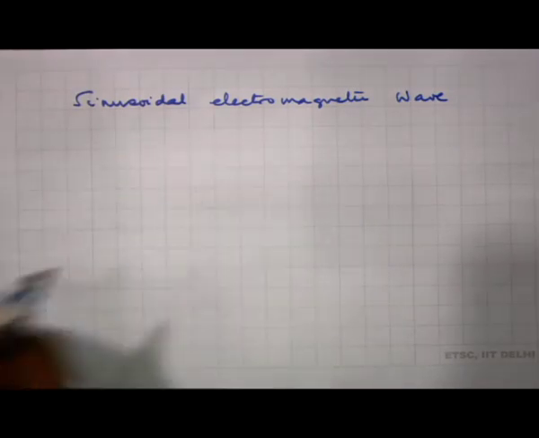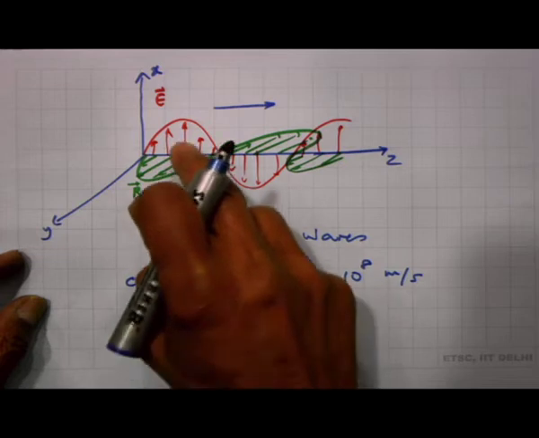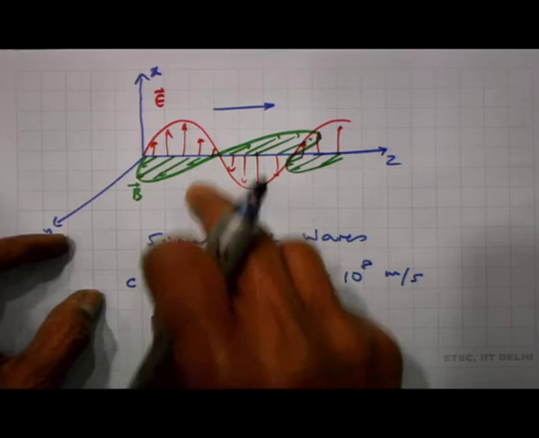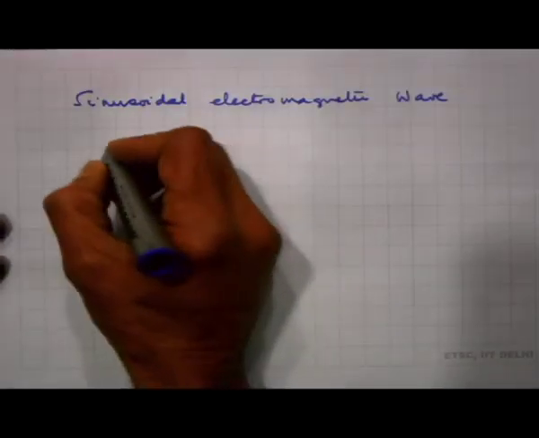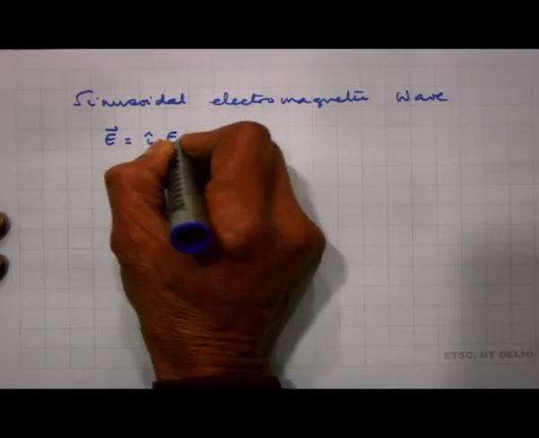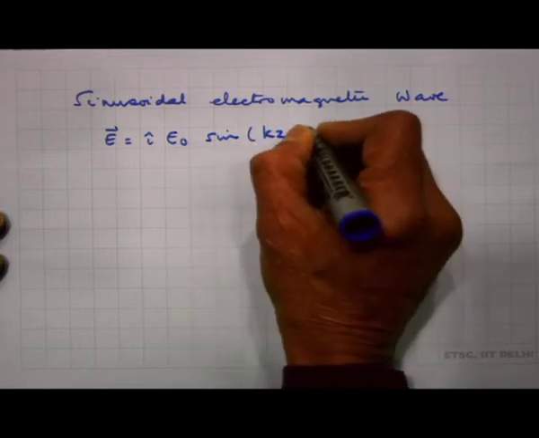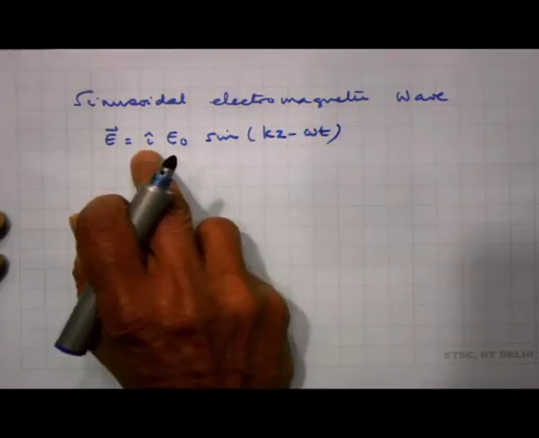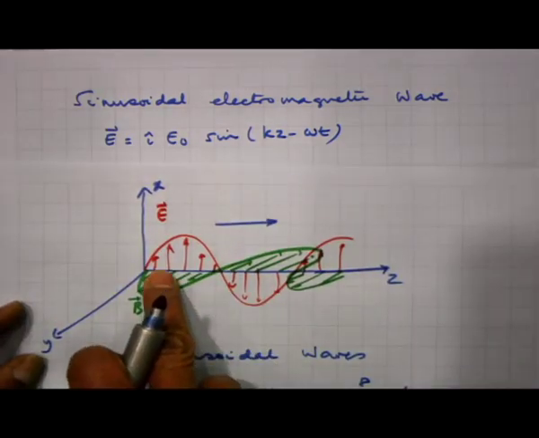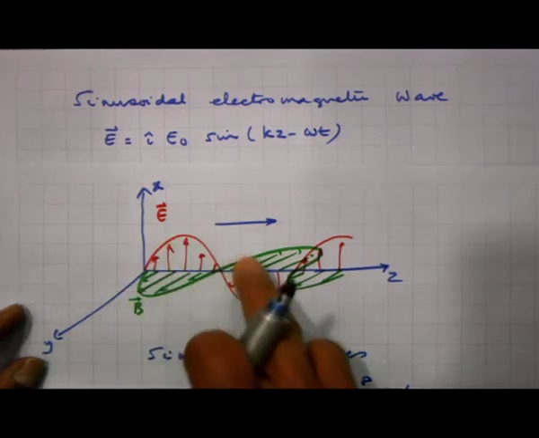So, in this figure as I have shown here, the electric field is pointing along the x direction and the magnetic field is pointing along the y direction and propagation is along z. So, this kind of wave will be represented by equations of this form: E is equal to i cap E naught sin(kz minus omega t). This i cap represents the fact that the electric field is pointed along the x direction. E naught is the magnitude of the electric field, the maximum value of the electric field.